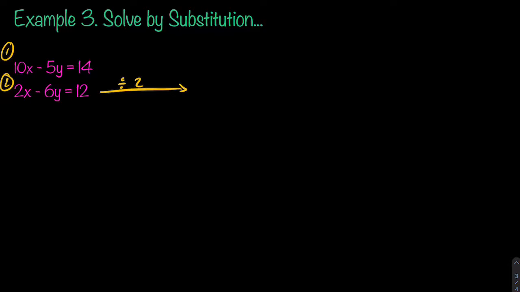Nothing will change about the equation because nothing changes as long as we do the same thing to every single term. So we get x minus 3y equals 6. Okay, nothing changes about this. Now let's solve for x, right? Because x is already on its own. It has a coefficient of 1. So we get x equals 6 plus 3y.